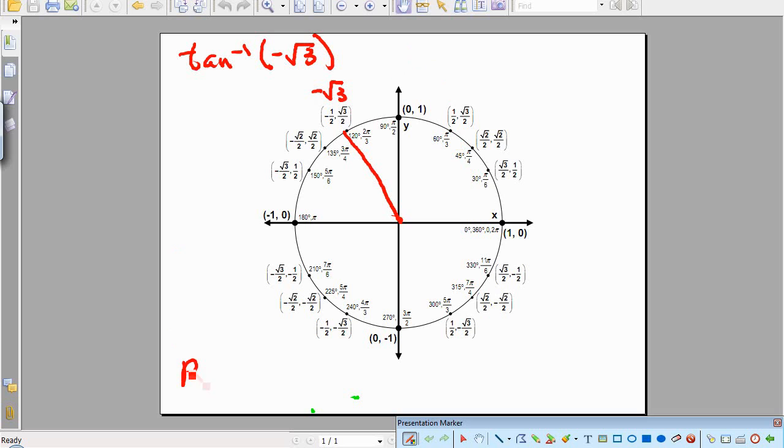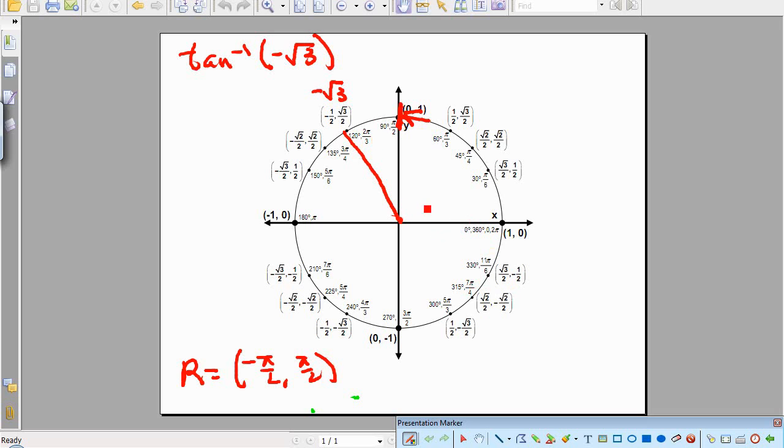Our range of answers are only allowed to go from negative pi over 2 to pi over 2. So once again, we're stopped once we get to here. We can't get to this value of negative radical 3. So as much as 2 pi over 3 would be a valid answer, it's not the answer that's going to come back in an inverse trig function.